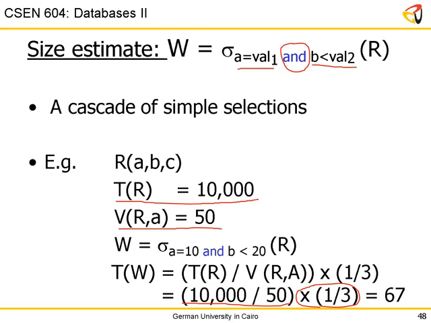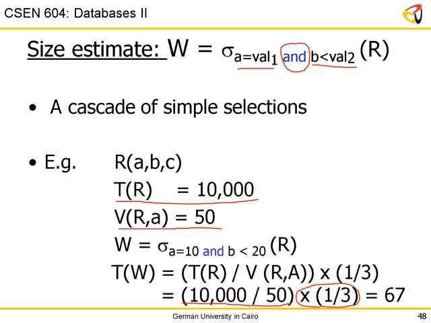But the question is, how do we combine the estimates? The estimate to this alone is 1 over 50 multiplied by 10,000. The estimate to this alone is 1/3 multiplied by R. So how do we combine them? Now, the trick is in here. This is an AND. It means that the rows that go into the result set have to satisfy this one and this one.